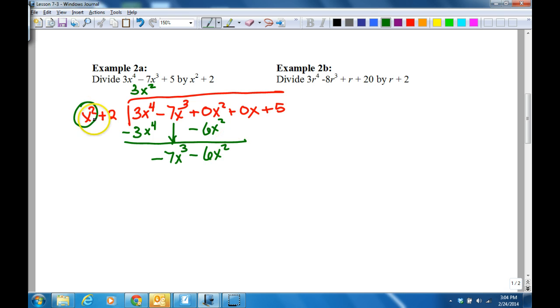Now, how many times does x squared go into negative 7x cubed? Negative 7x. Okay, so it's negative this time, right? So negative 7x times x squared is negative 7x cubed. And negative 7x times 2 is negative 14x. So notice where I'm writing that. Okay, this becomes a positive, this becomes a positive. So my 7x to the 3rd cancels. I'm going to bring down that 6x squared.